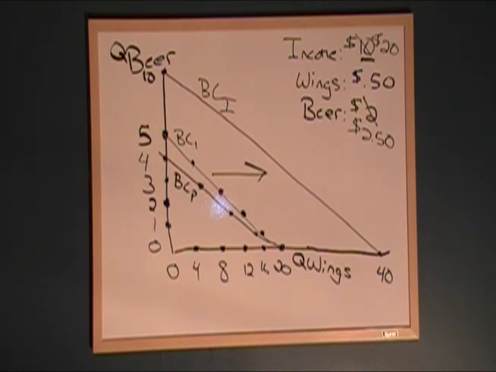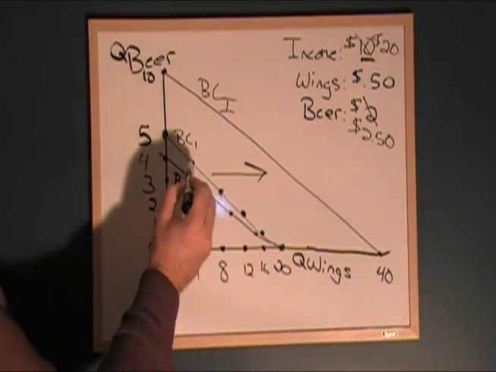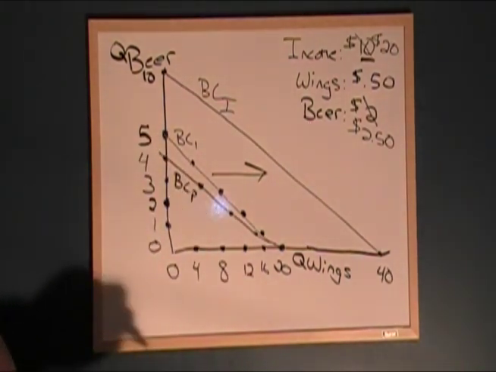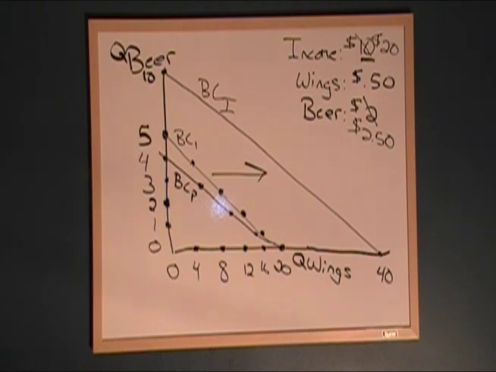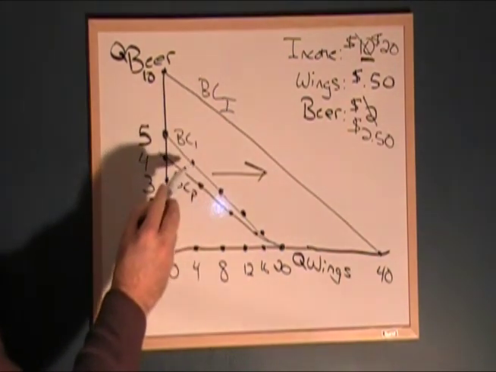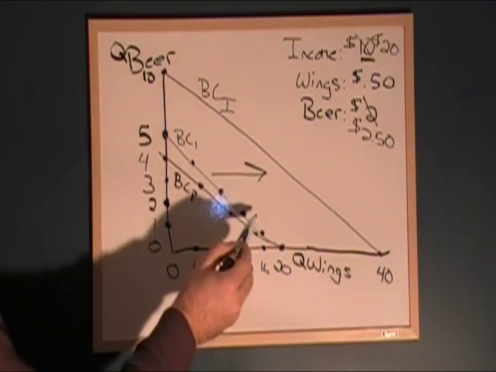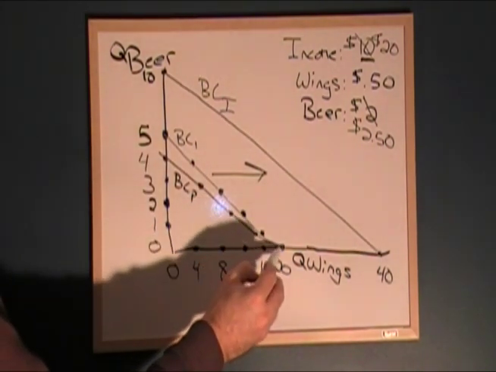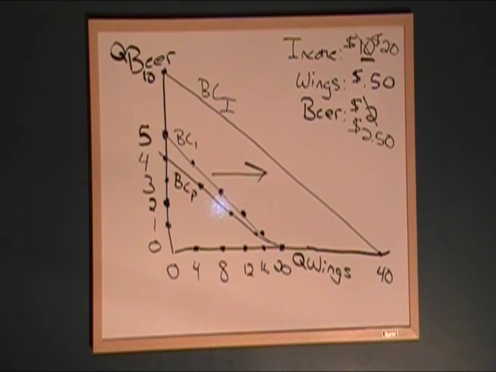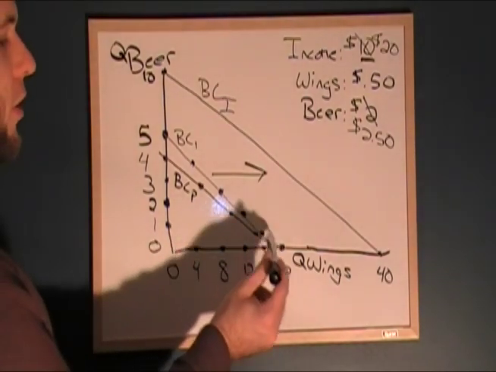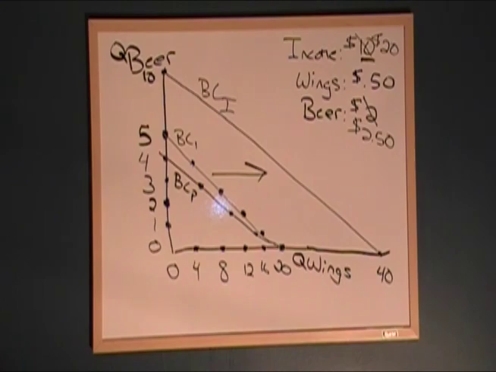If prices of an item change, like we saw here between these two, we're not going to see a parallel shift, but we're going to see a rotation. We saw the price of beer changed, so this budget constraint rotated around our quantity of wings, because the wings didn't change, so we could always have 20 wings there. So what we saw is that the budget constraint rotated around the good that didn't change.